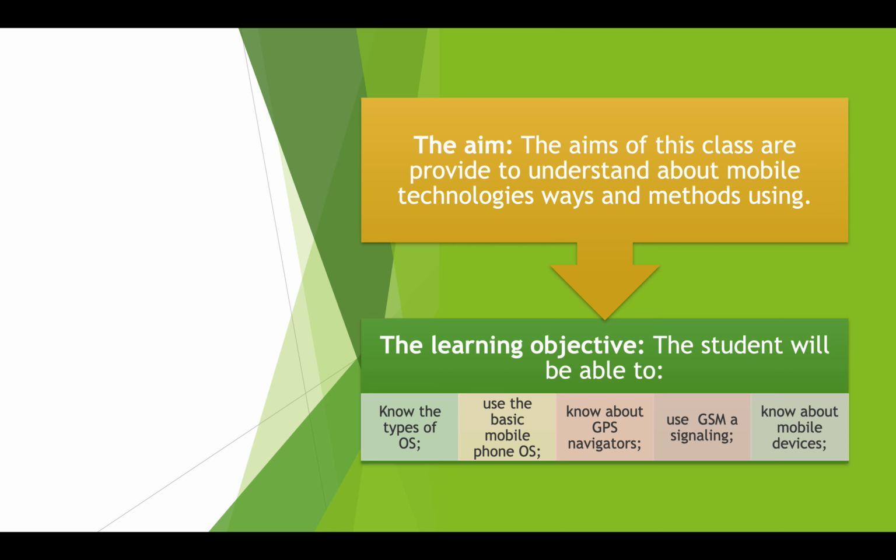The learning objective: the student will be able to know the types of operating systems, use the basic mobile phone operating system, know about GPS navigators, use GSM as signaling, and know about mobile devices.